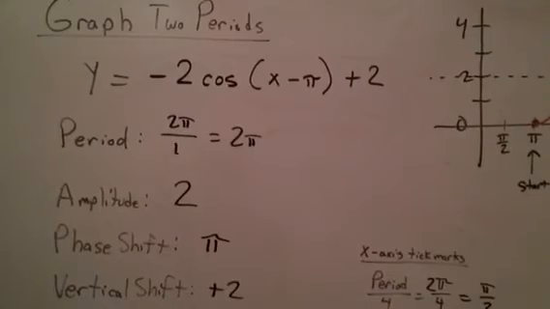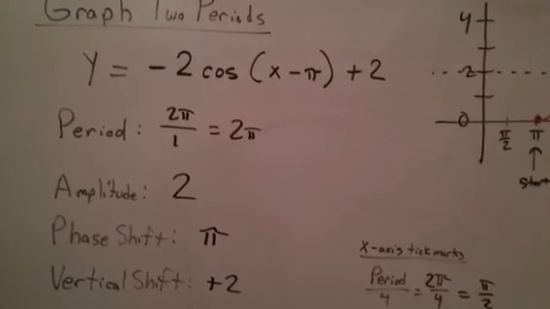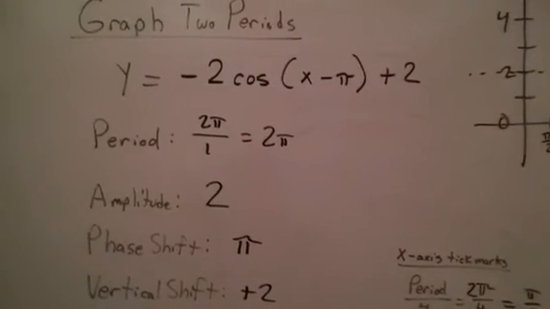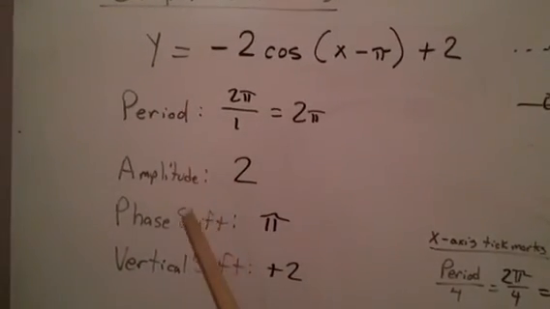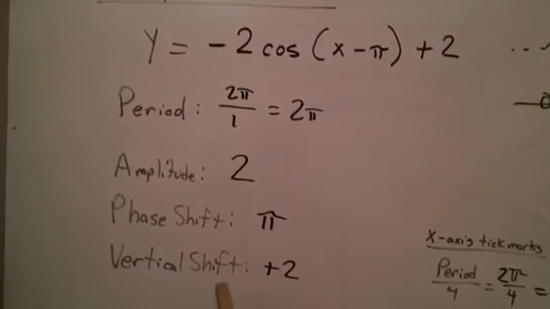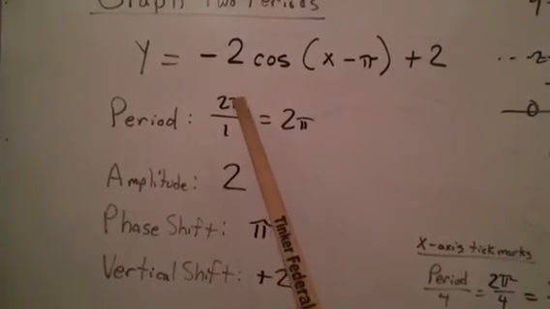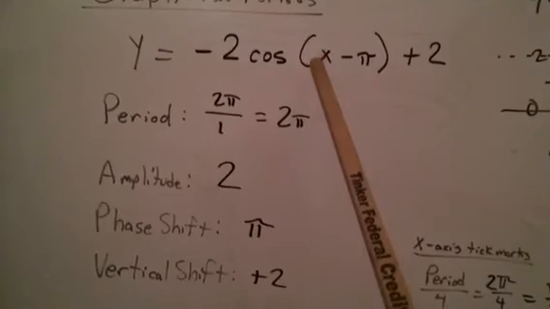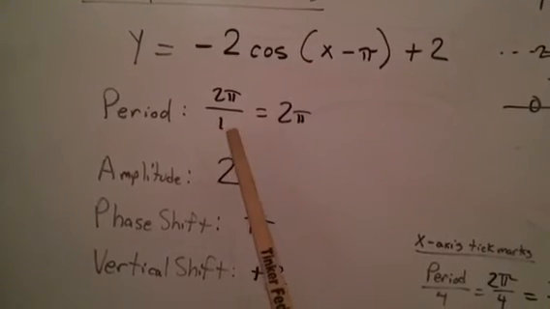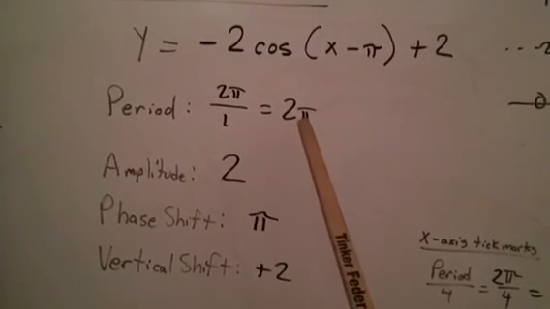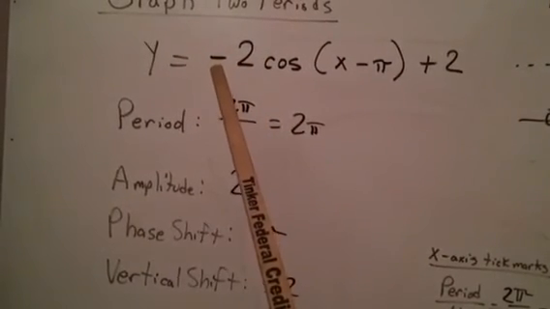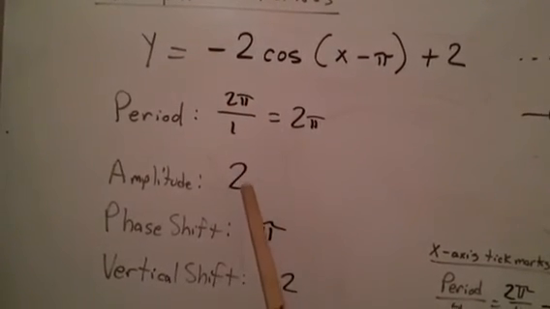Our final graph is -2 cosine of (x minus pi) plus 2. Period, amplitude, phase shift, vertical shift. We have all of these happening here. Our period is 2 pi for cosine divided by whatever's in front of the x. Since it's a 1, it stays 2 pi. My amplitude is 2. I do not need the negative sign, just 2.